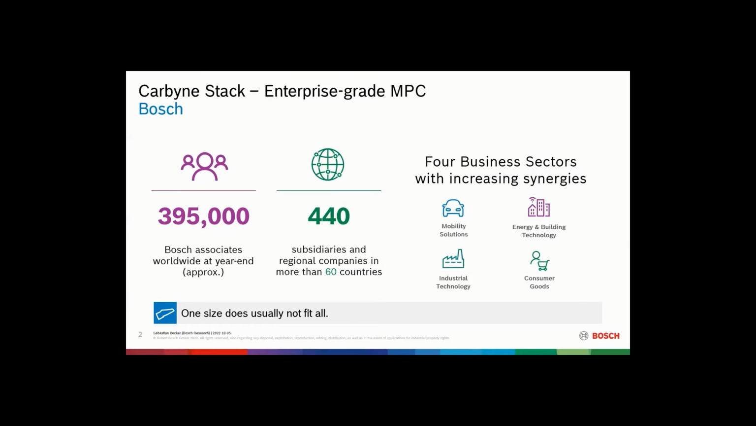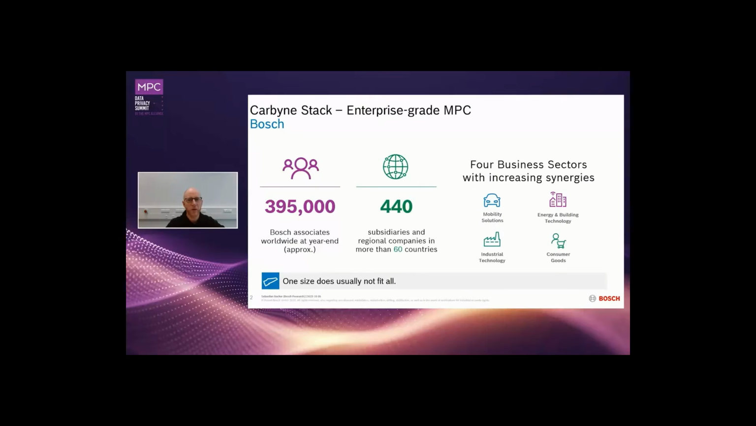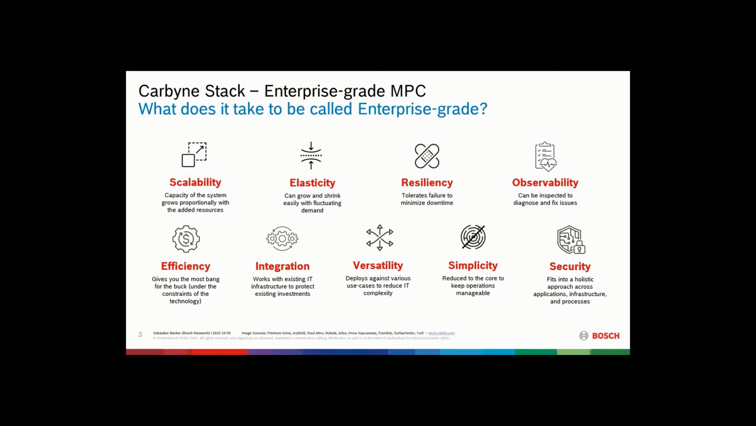Bosch is quite a big company with about 400,000 employees across 440 subsidiaries, and we want to enable all business units to use MPC for their products and applications. However, as you can easily imagine, the scope of application and the requirements resulting from the functionality or complexity differ greatly. In order to make MPC applicable in the company, a solution must therefore fulfill several important properties.